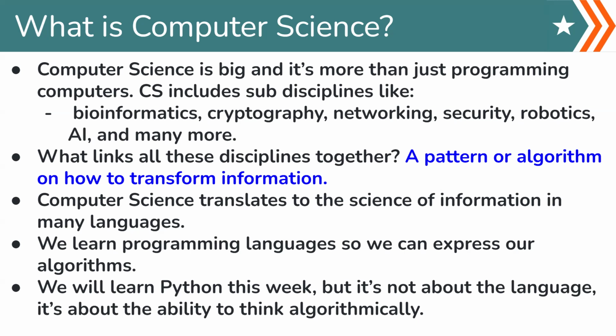Computer science translates the science of information in many languages. So you focus more on the nitty gritty stuff, whereas here we're just going to focus on what's really important and what's going to make you earn the big bucks, right? We learn programming languages so we can express our algorithms. Before we asked, what is a program? A program is essentially just instructions that you write for your application, so the computer can read it, right? And programming languages allow us to express ourselves in its language, so it understands what we're trying to do.